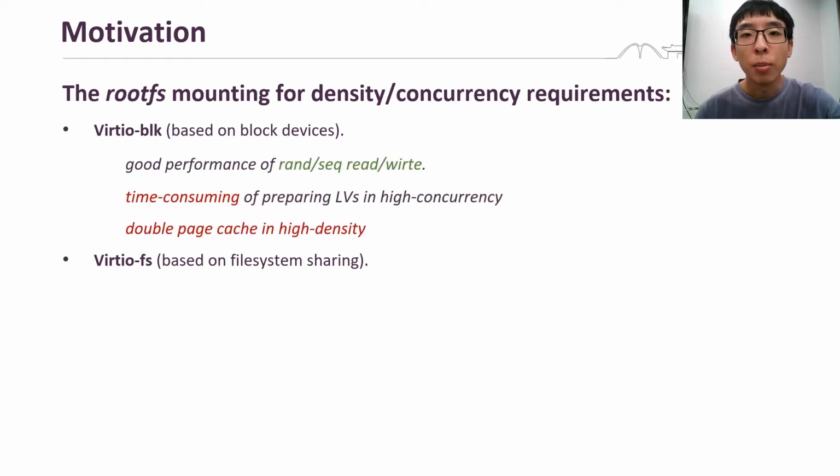For example, block devices have good read and write performance. However, preparing large volumes is time-consuming under high concurrency. It also does not support page cache sharing between the host and guest operating systems. When the virtio-blk backend reads rootfs files into the host page cache, the guest will reproduce the same page cache. This issue of duplicated page cache brings a high memory footprint overhead.